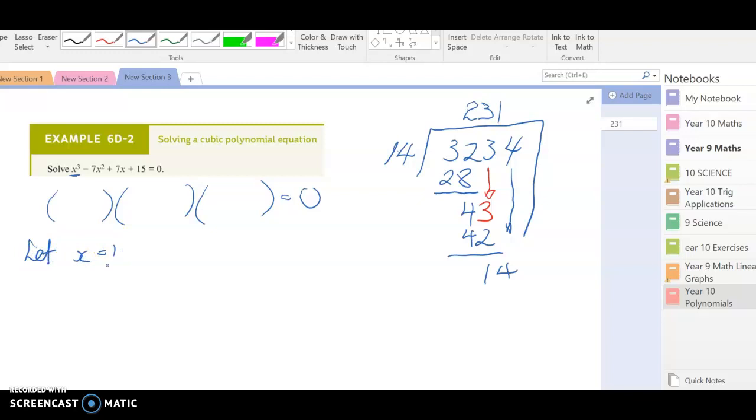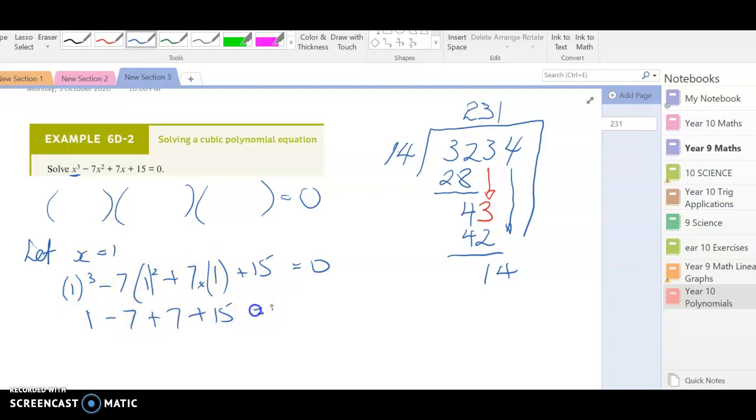So substituting 1, we have 1 cubed minus 7 lots of 1 squared plus 7 times 1 plus 15. Let's see if that's true. So 1 cubed is 1. Minus 7 times 1 is minus 7. Plus 7 plus 15. And we end up with minus 6 plus 1... we end up with 16. And that clearly is not our solution.